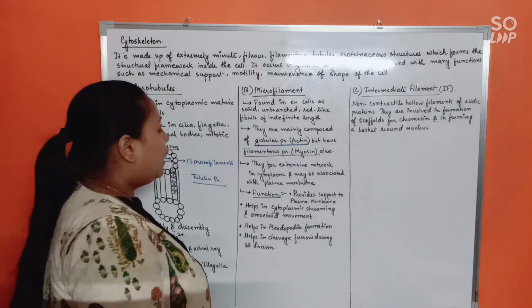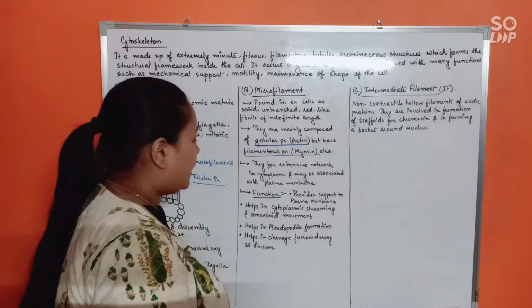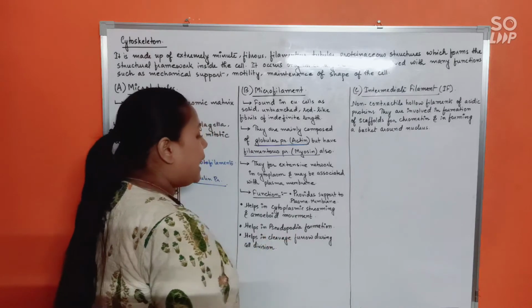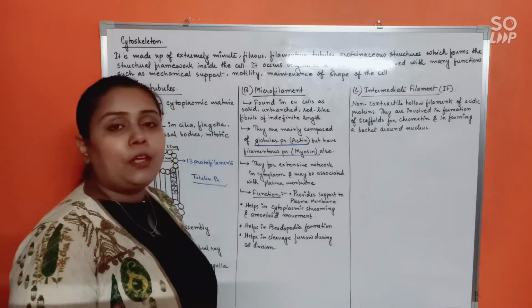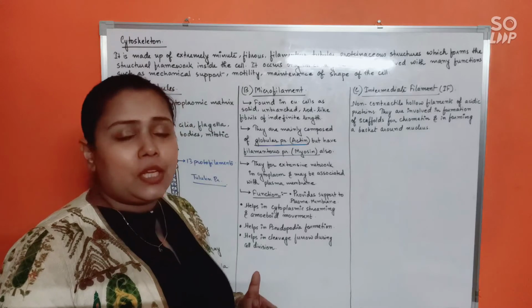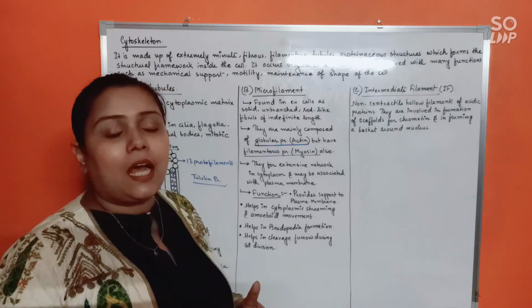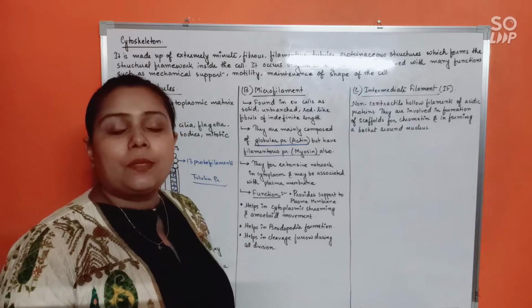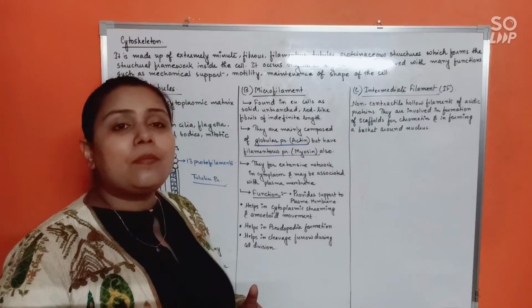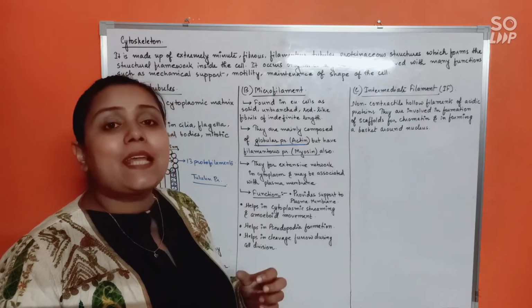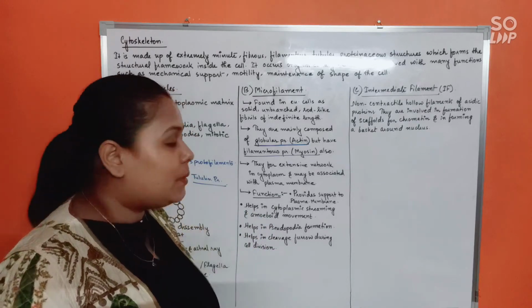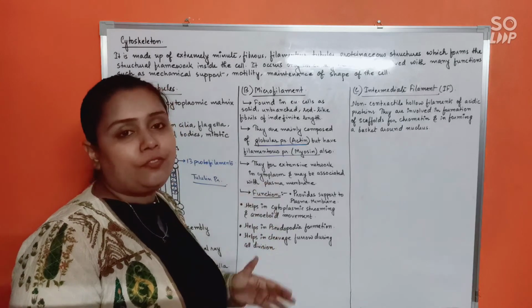Now, the functions of microfilaments are as follows. It provides support to the plasma membrane. It helps in cytoplasmic streaming and amoeboid movement. Now, see, eukaryotic cytoplasm is not still, unlike the prokaryotic cytoplasm. The eukaryotic cytoplasm is in continuous streaming movement. We also call it cyclosis. So, this streaming movement in eukaryotic cytoplasm is helped by microfilaments.